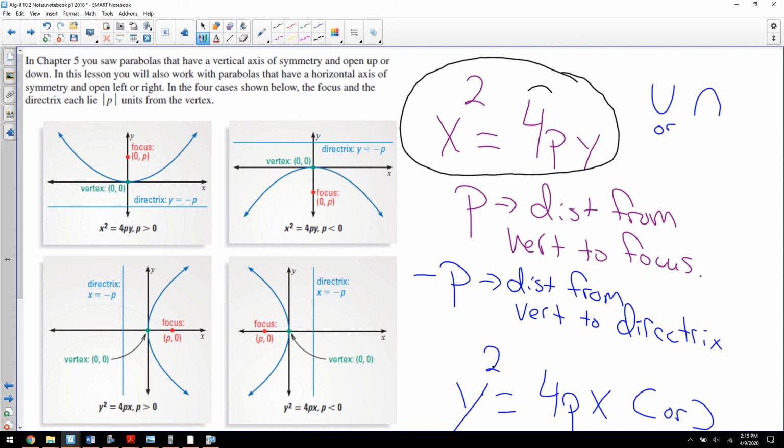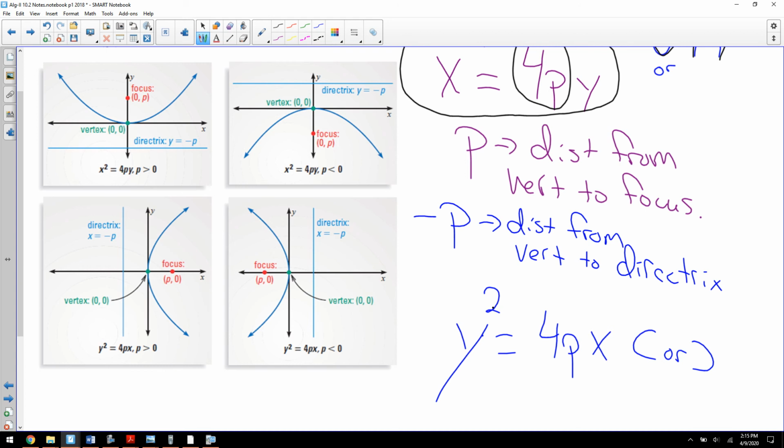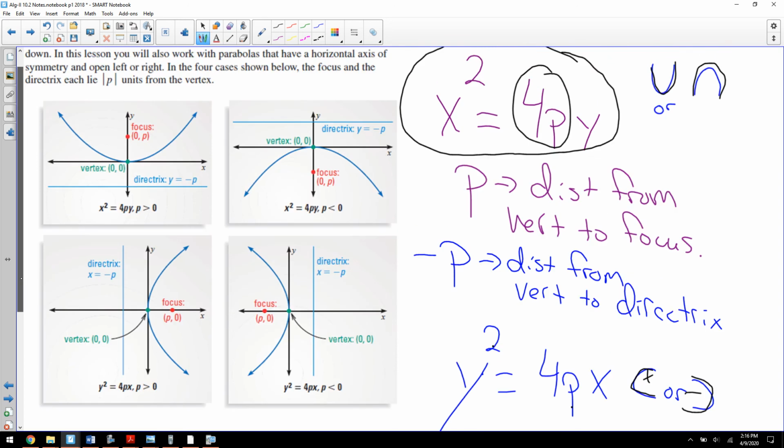Well, this value here, this 4p, tells you the direction. If this value is positive, we know it's going to be up. If it's negative, it's going to be down. Whereas the same idea is if it's a y squared, it's going to either open up to the left or it's going to open up to the right. So here's what it looks like. It opens to the left or it's going to open to the right. If this is positive, it opens to the right. If it's negative, it opens to the left. It's going to be really easy to work itself through.